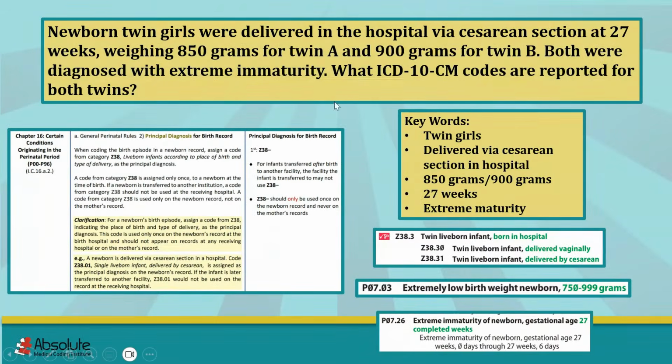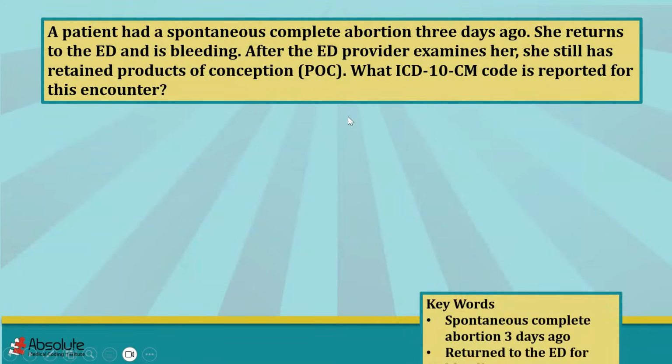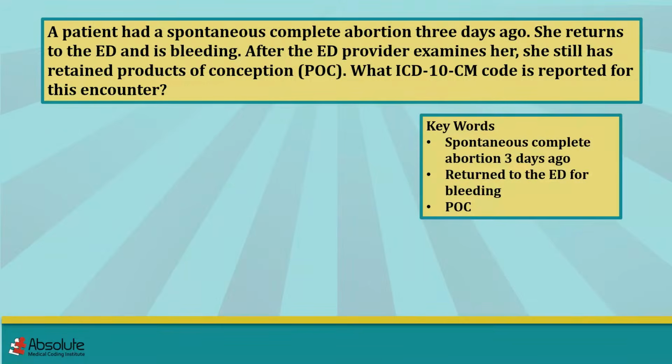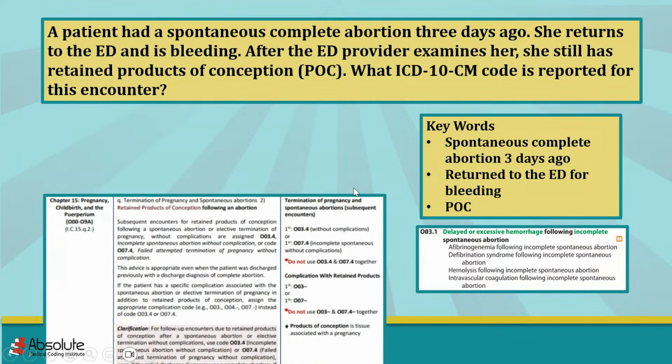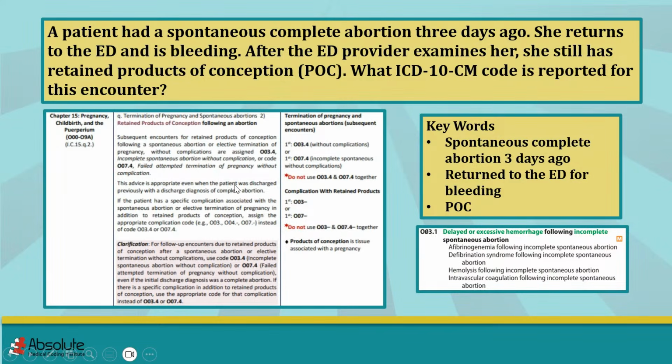Alrighty. So again, keywords we are taking out of our scenario are going to be the spontaneous complete abortion 3 days ago, returning to the ED for bleeding, and the POC. Okay, well, this is going to be the code. So this is going to be the guideline that we're going to be using.